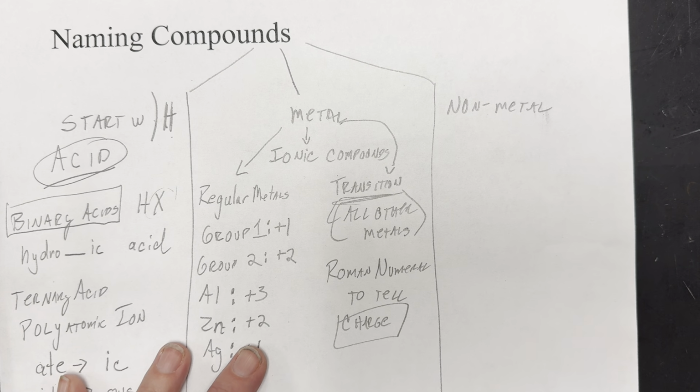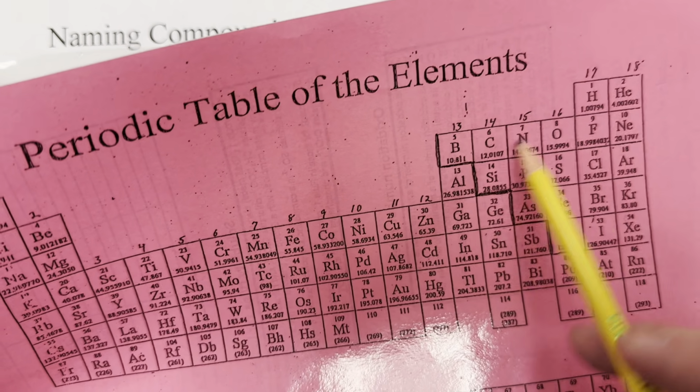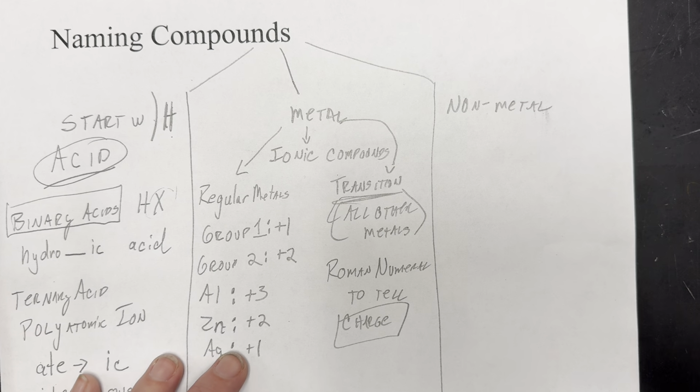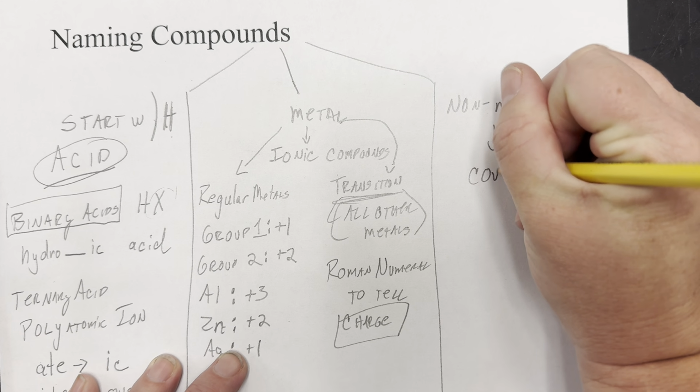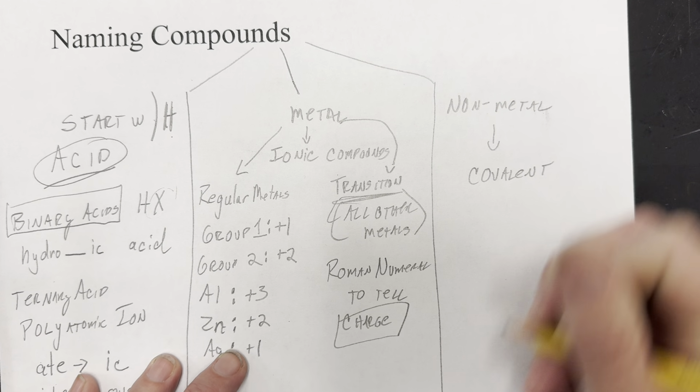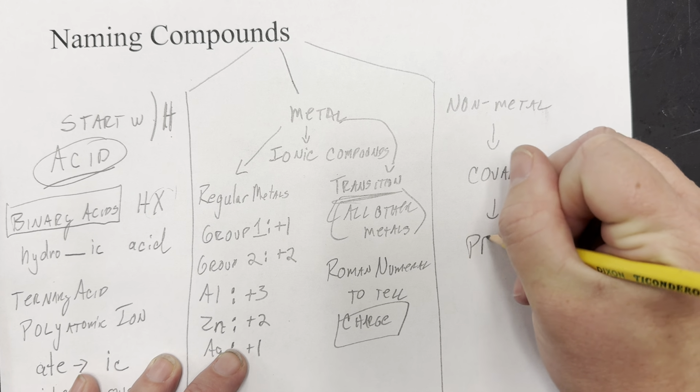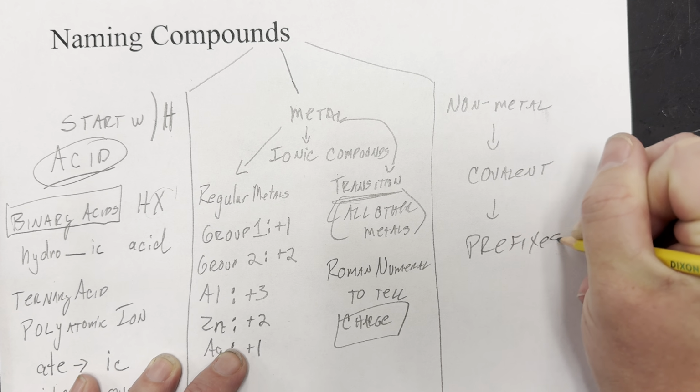Finally, if you look at your first element in the compound and it's a nonmetal, and it starts with that nonmetal, that means you're dealing with a covalent compound. And these are the easiest to name and write the formulas for, because this is where we use those prefixes.